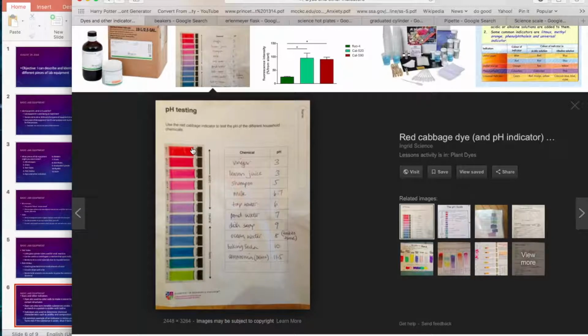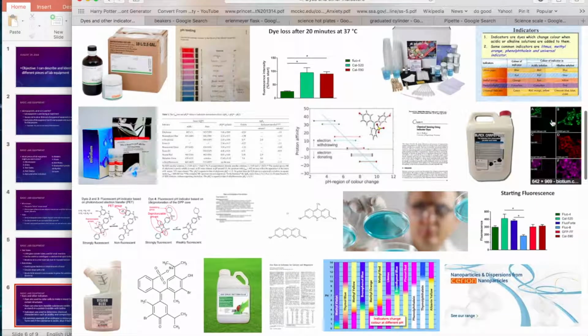And I believe it says that this is cabbage indicator. It's a different type. It's not litmus paper, so it's not turning just red or blue. But you'll see there's a red rainbow. There's a bunch of different indicators for pH testing. But here is an example of how the indicators change and at what level they are. And we'll talk about that when we get into properties of water and acids and bases.